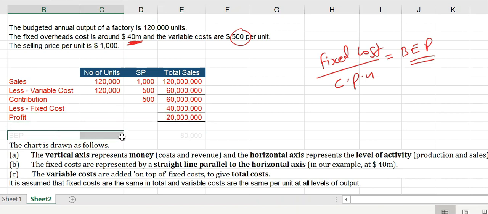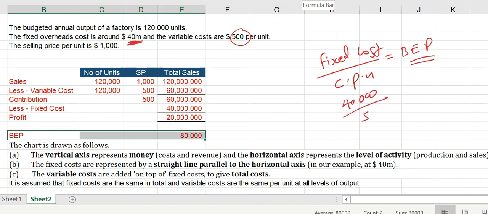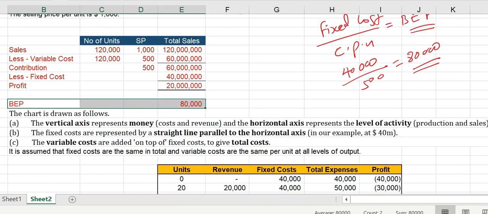And what will be the break-even point in units? How did we calculate that? 40 million divided by contribution per unit 500. So that will give you 80,000 units. So that will be the break-even point by using the formula.